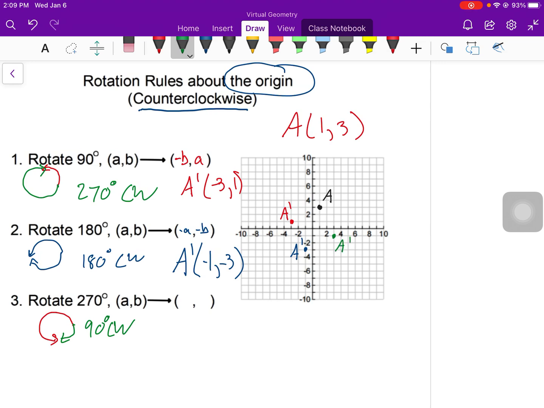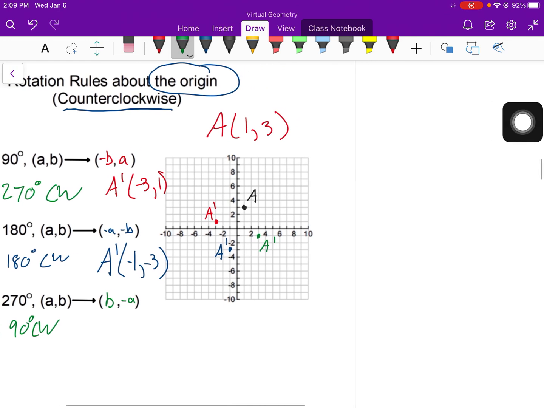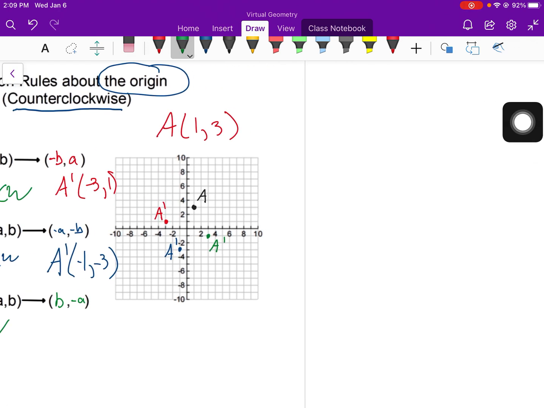Okay, so my rule, which I didn't put down, is just B, negative A. It's the opposite thing from number 1 because we went the opposite direction. All right, so these are all the rules for rotating about the origin. If I'm not rotating about the origin, I know I have a few problems in the homework, so I'm going to quickly explain how that would work.